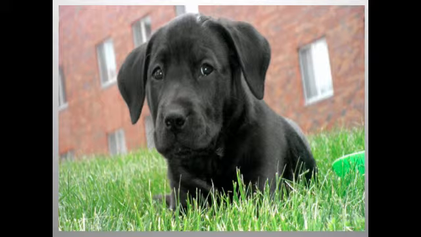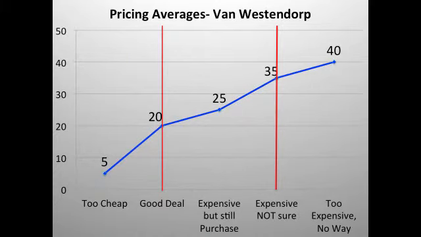Okay, now we're going to go on to the acceptable price range using the Van Westendorp pricing model. So at $5, customers say it's too cheap. At $20, it's a good deal. At $25, it's expensive, but they would still purchase it. At $35, it's expensive and they're not sure, and at $40, it's way too expensive.